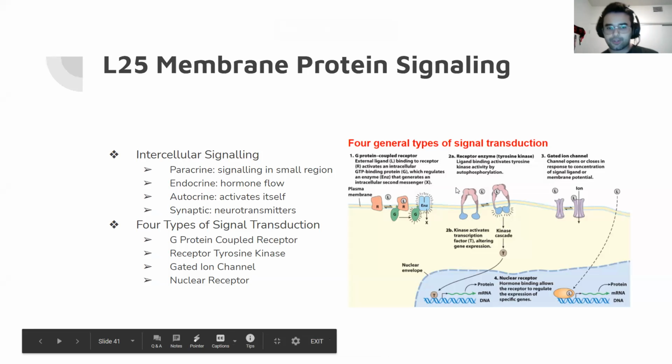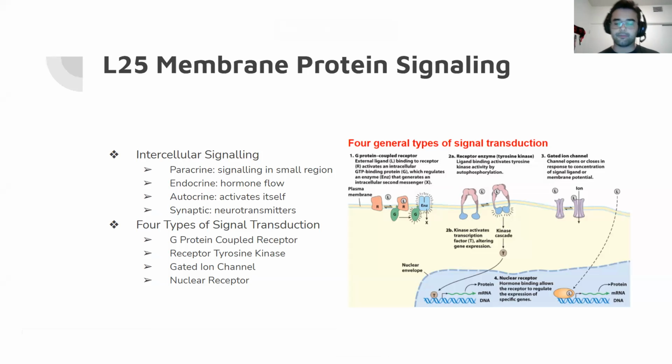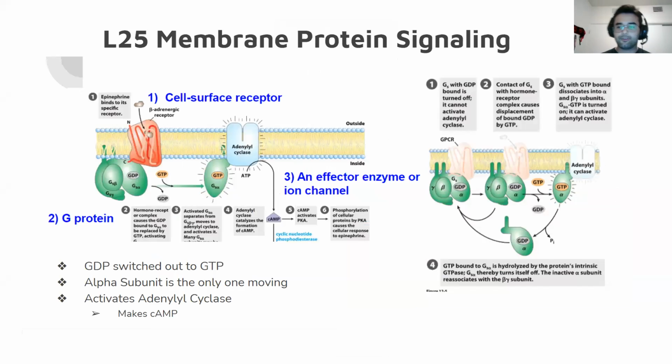For lectures 25 and 26, we're going to talk about 4 different types of signal transduction: our G protein coupled receptors, our receptor tyrosine kinases, our gated ion channels, and our nuclear receptors, right? My favorite one is probably our GPCR, the easiest one to understand in my opinion. We have this trimeric G protein right here, G alpha, G beta, and G gamma. G beta and G gamma are structural. G alpha is the one that's really important.